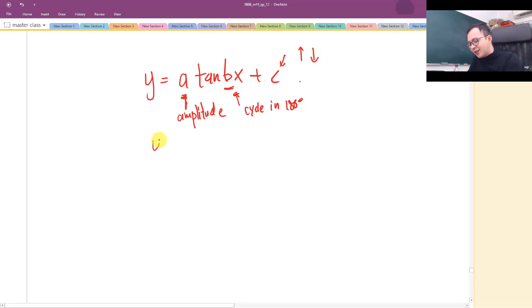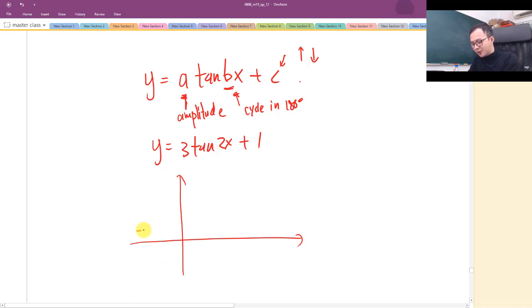So let's say I give a simple one: 3 tangent 2x plus 1. If I want to draw this, the first idea is the plus 1, so I will do the 1 first. Imagine this is 1 here, and I will draw my tangent graph over here. 2x here means what? 2x equals 180, x equals 90. Right now my one cycle is 90 degrees.